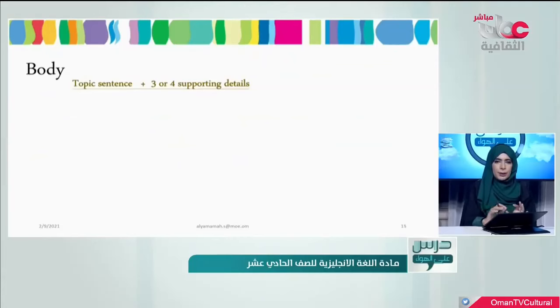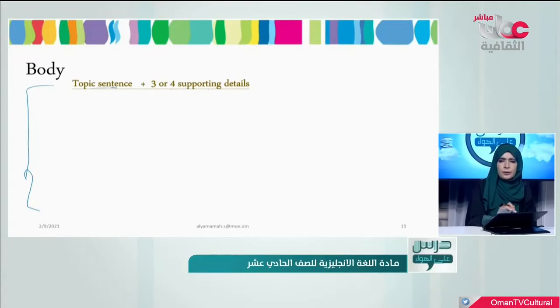Now, we will focus on the main part, which is the body. Of course, most of the 100 words will focus on this part. Since we are talking about the 3 paragraphs, each paragraph will include a topic sentence. Each paragraph will have a topic sentence and 3 or 4 other supporting details.